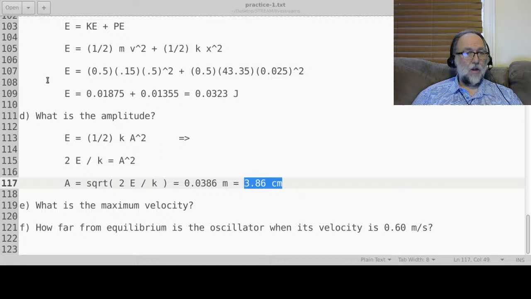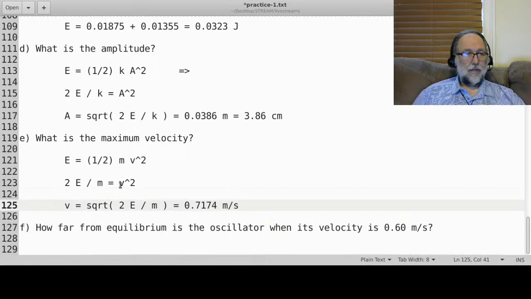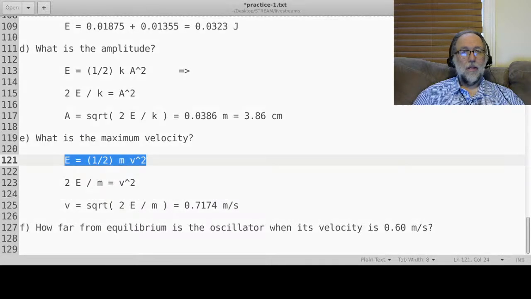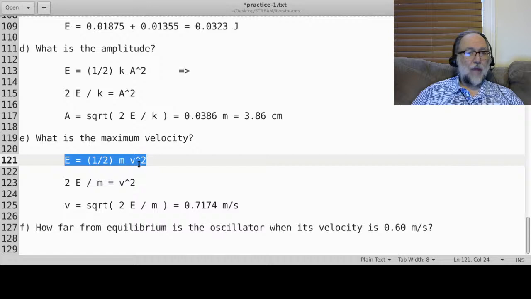And so there we use this formula. E is equal to 1/2 mv squared, because it's all kinetic. There it is. So all kinetic energy. And I actually could have written here v max. In fact, let me put that in there, v max.